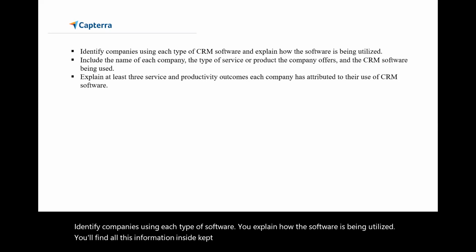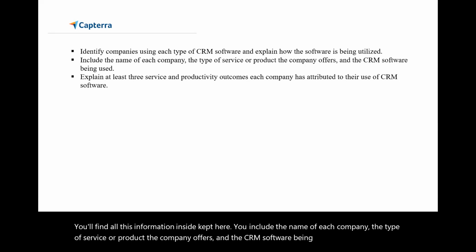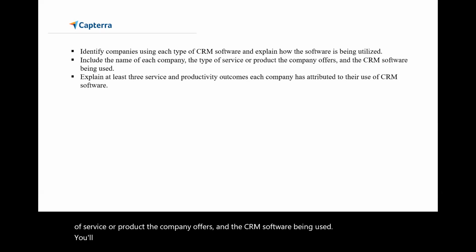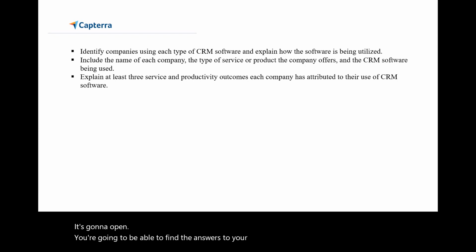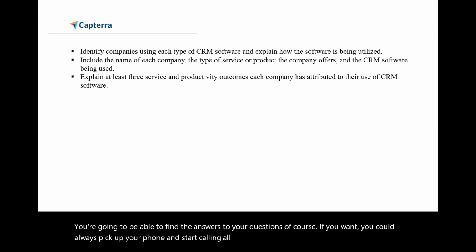You'll include the name of each company, the type of service or product the company offers, and the CRM software being used. You'll explain at least 3 service and productivity outcomes each company has attributed to their use of CRM software. So if you go to the Capterra site, it's going to open up. You're going to be able to find the answers to your questions. Of course, if you want, you could always pick up the phone and start calling all these companies, but there's no need. Use Capterra.